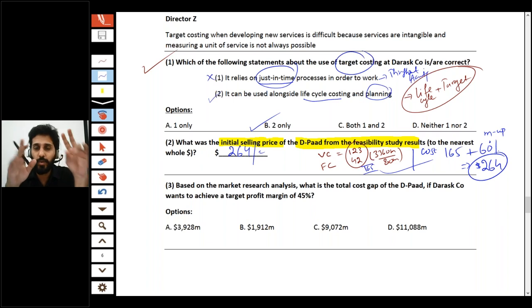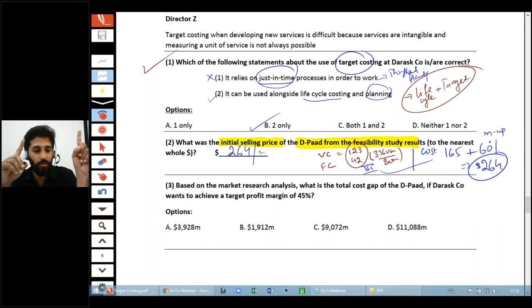This is a 2021 exam question. This is a 2021 exam question you should focus on. So I guess it was quite an easy and attainable question. Now let's move ahead.